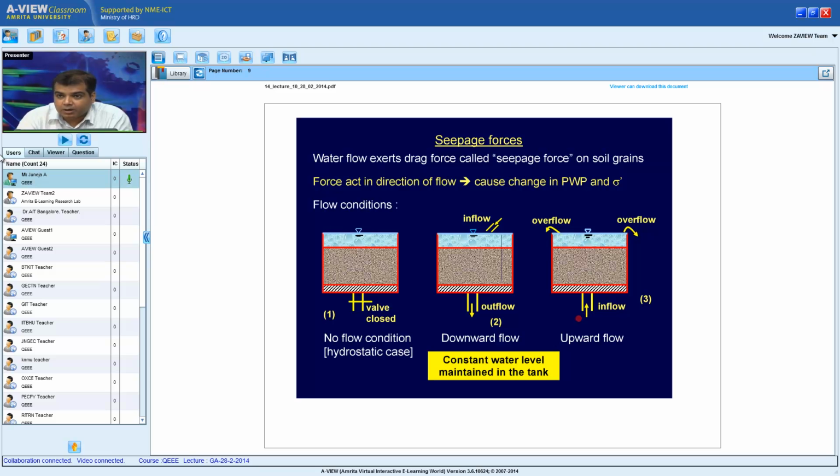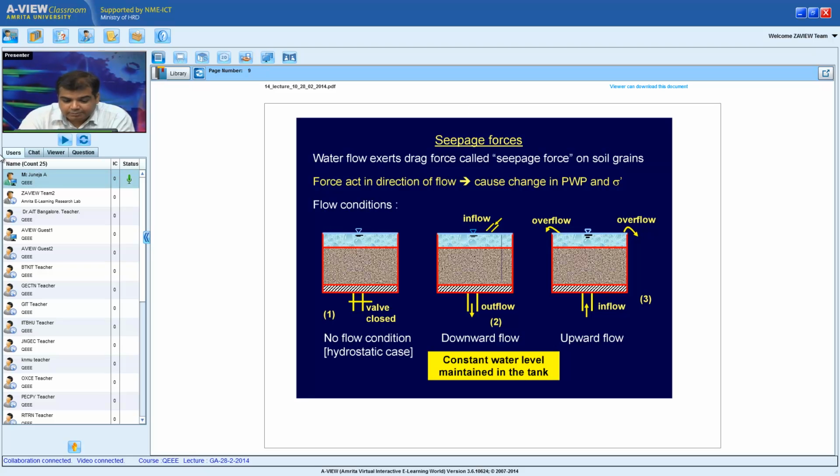Similarly, in the third one you have a flow which is upward, meaning it goes from down to up, and you have an overflow mechanism at the top. It passes through the soil and it overflows to maintain a constant level. These three, let's call the first the no flow condition. The second one is the downward flow condition, and the third one is the upward flow condition. Obviously, we use the same terms as the picture shows.